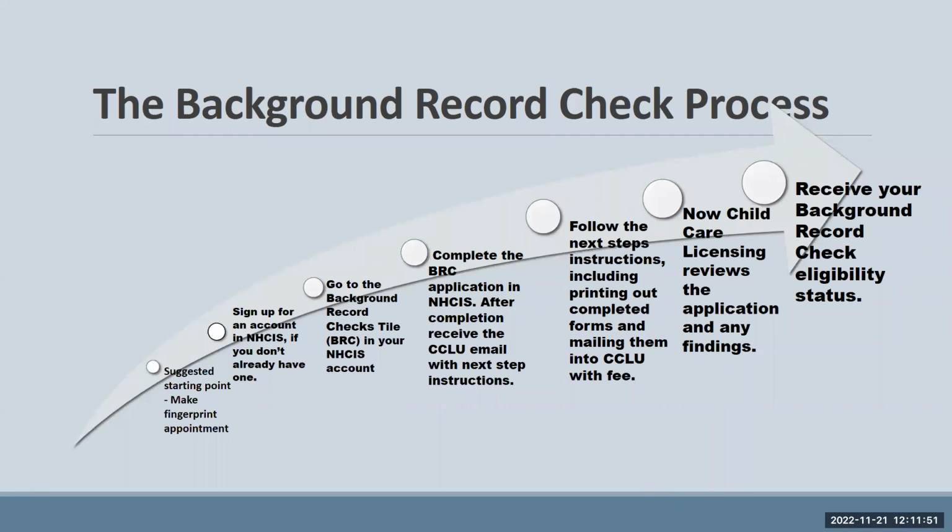With those instructions, there's a list of the required documents you'll need to print out, which need to be notarized and mailed into the Child Care Licensing Unit with applicable fees. You also may get an additional email that'll explain the process for applicants that have lived outside the state in the last 5 years. Once you get to that point, your part of the process is complete. Now child care licensing takes over, and you'll be able to check the progress on your background check in your New Hampshire Connections Information System account.